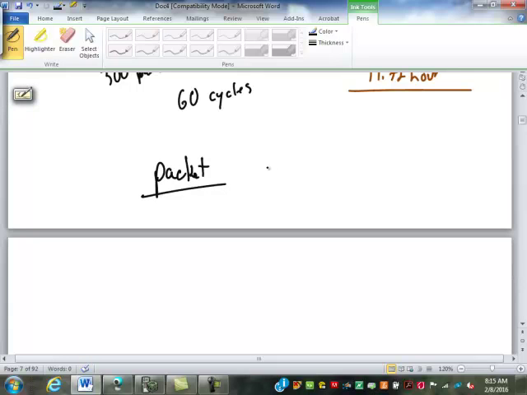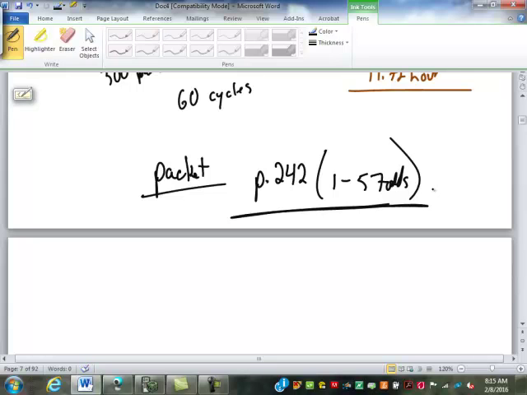In your packet that I just passed out earlier today, on page 242, 1 through 57, the odds are looking at surface cutting speeds and cut times and feed rates and all sorts of good things.